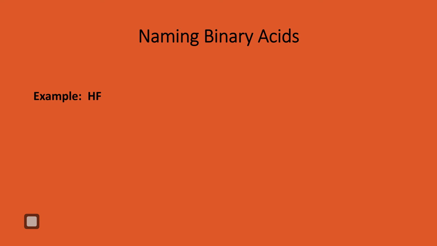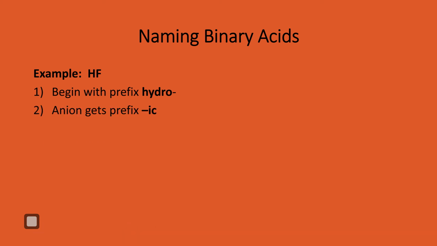So when naming a binary acid, just an acid with 2 elements, HF, we would begin this with the prefix hydro. So this will be hydro. The anion will get the suffix ic. And so we just put those 2 things together. Finish with the word acid at the end.